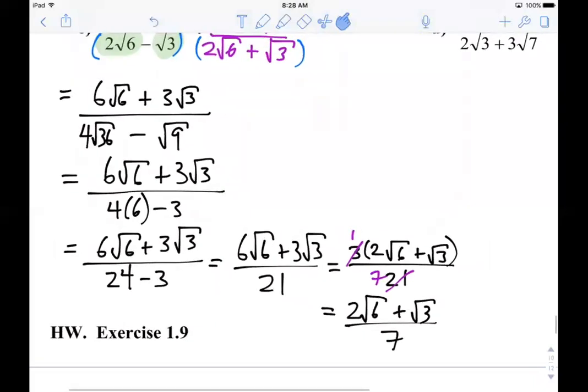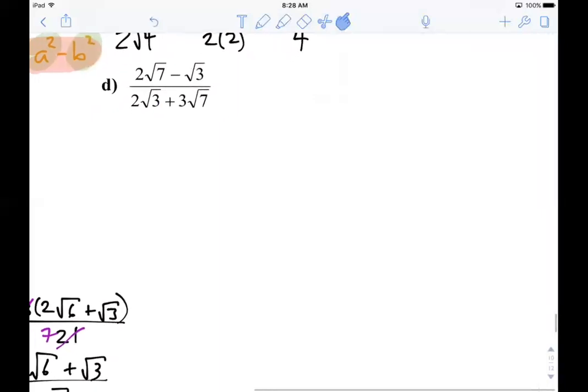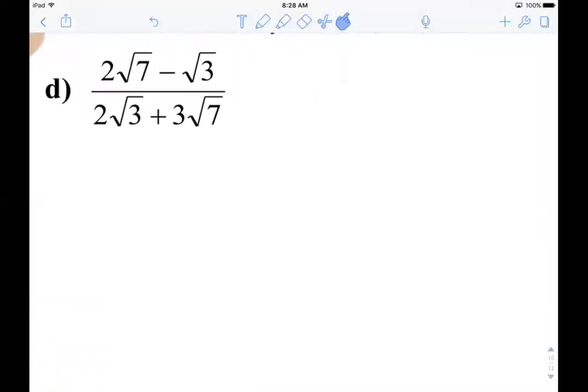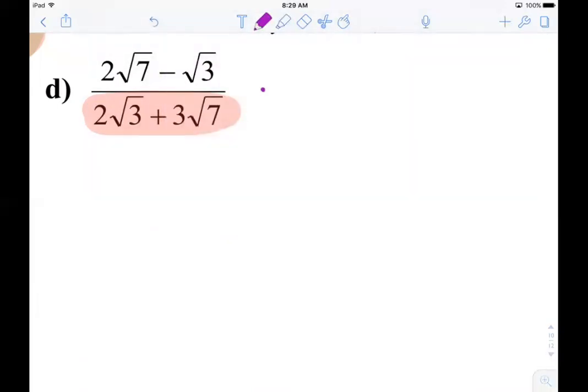Let's try one more example of this conjugate idea. So now, this is the denominator that I'm trying to rationalize. Right now, those two pieces this time, though, are being added. So when I try and multiply this denominator by its conjugate, I need to be a little more careful.